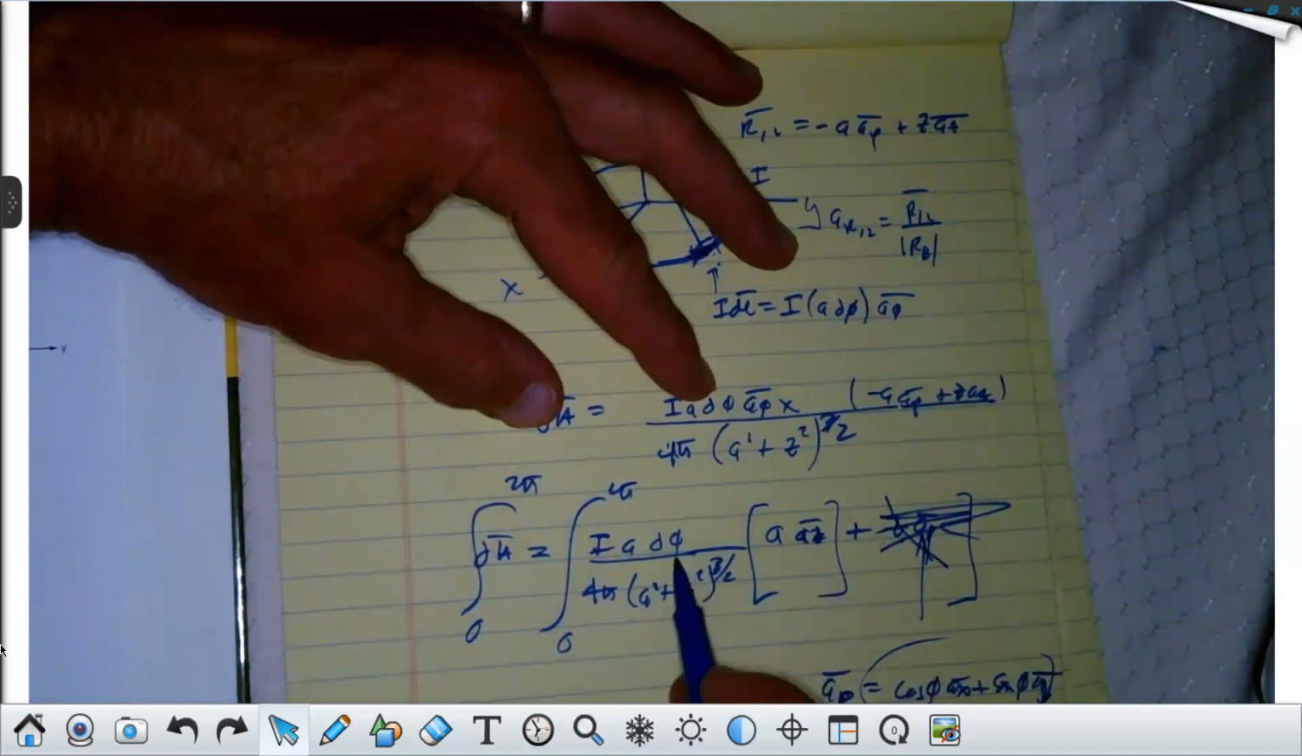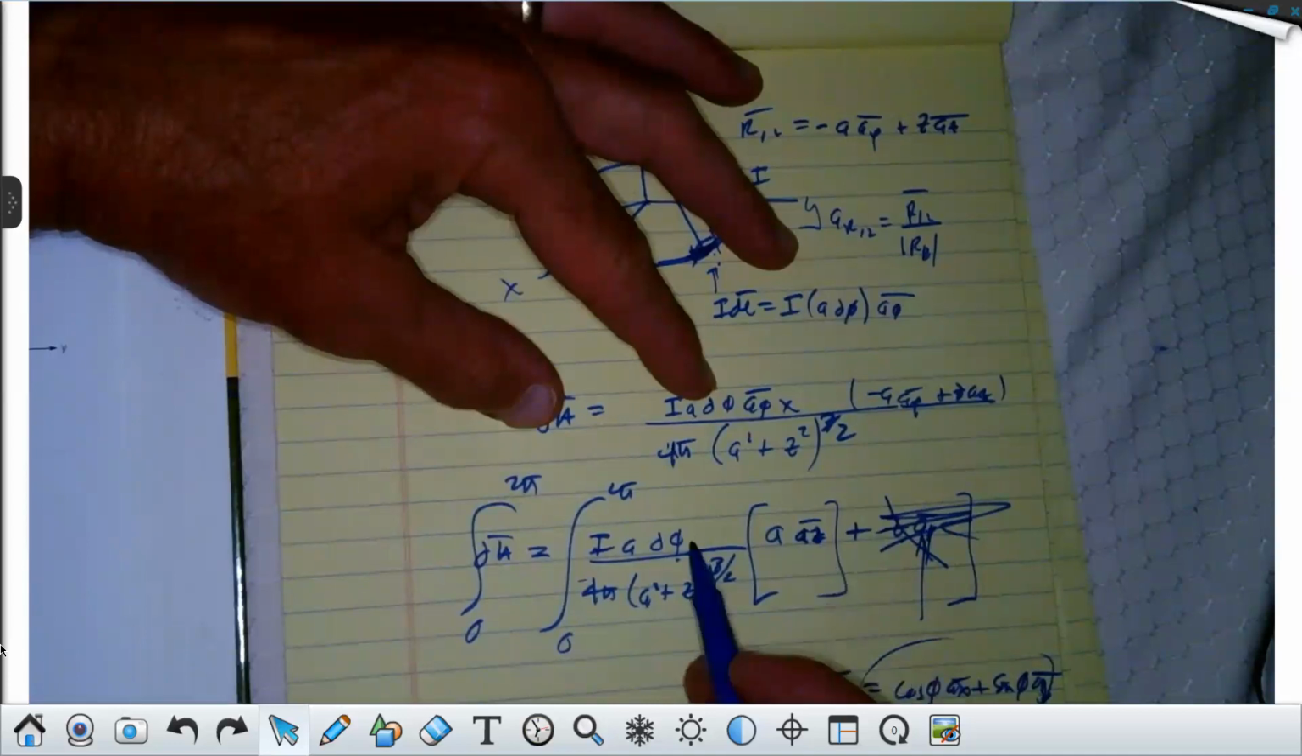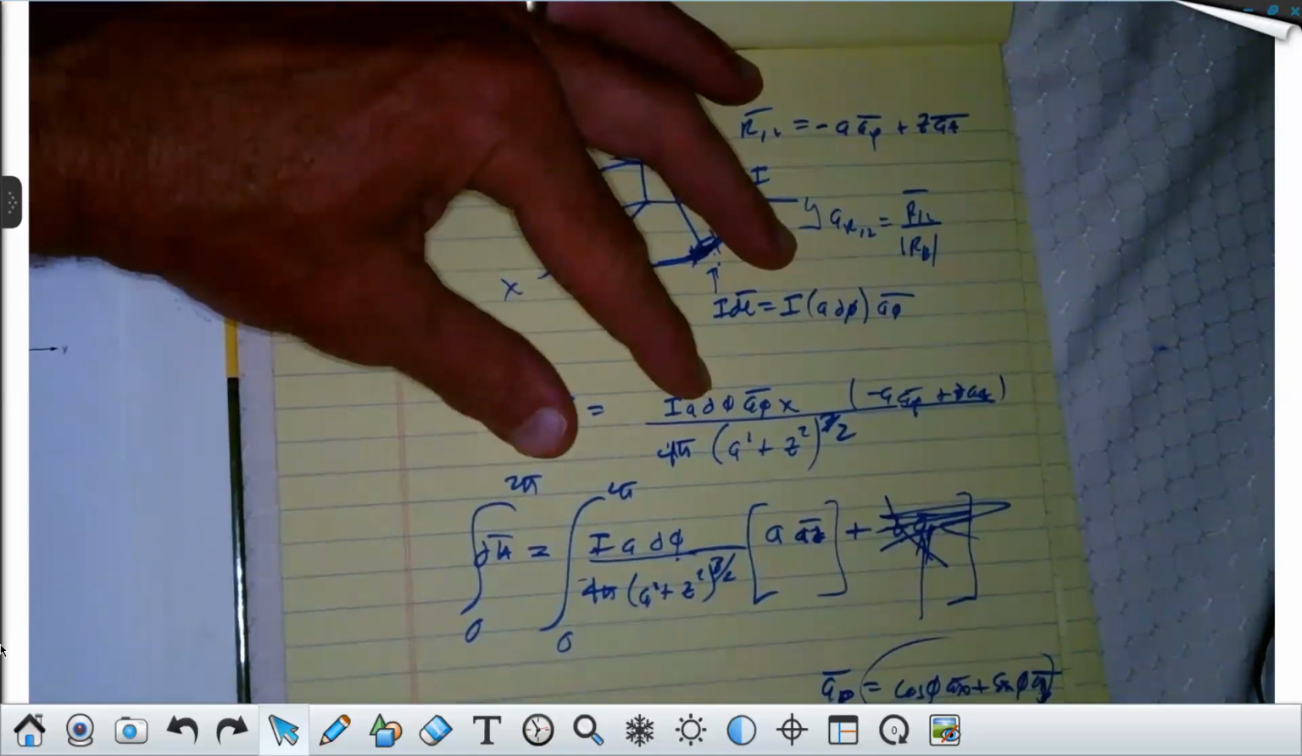When we integrate this d phi, you'll notice that there's nothing that's a function of phi in there, right? Can you all see that? Only d phi. I is not a function of phi, A or Z. So when we integrate d phi, we just get phi evaluated from 0 to 2 pi, or 2 pi. And that makes our H field right here equal to I and then A squared. A squared is the radius, right? AZ over 4 pi A squared plus Z squared to the 3/2 power.